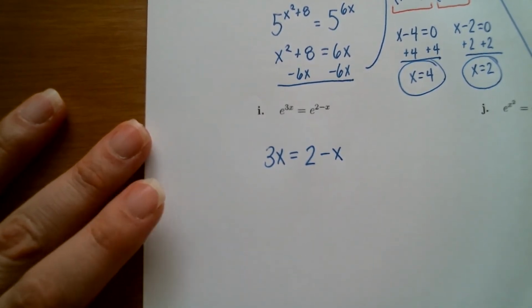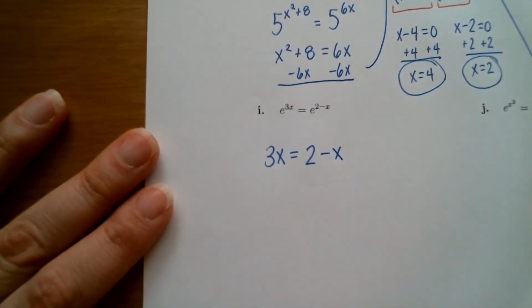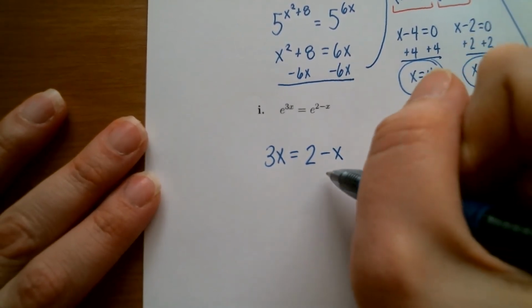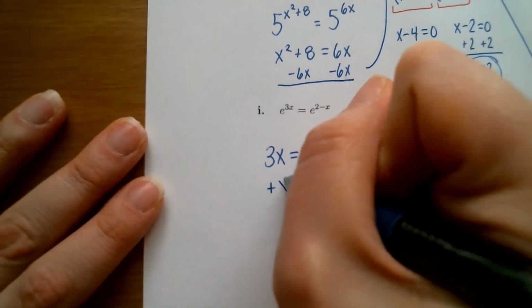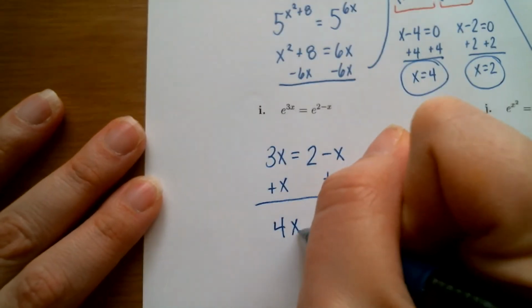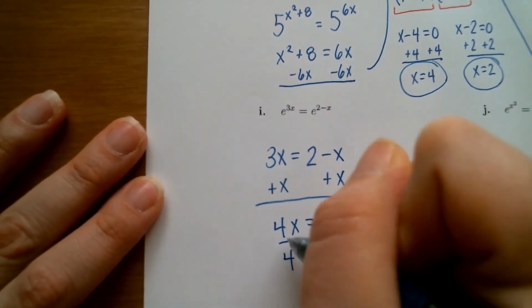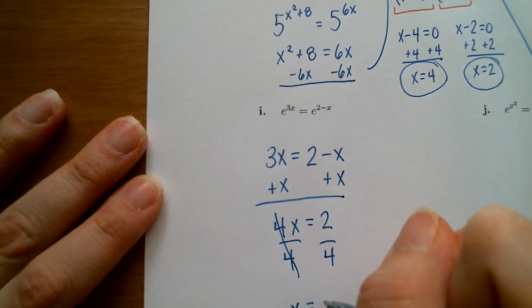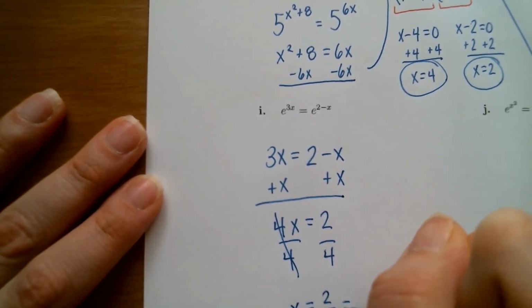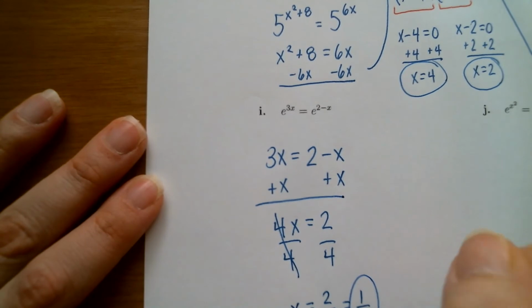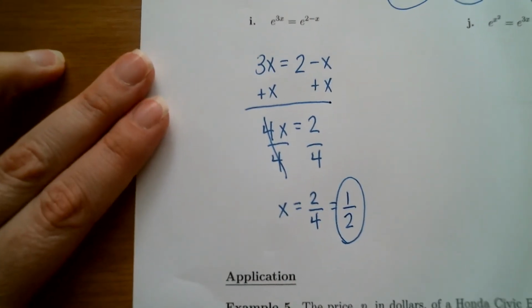Okay, this is a linear equation. All you have to do is isolate the x. So we're going to add x to both sides. We're going to get 4x is equal to 2. And then divide by 4. So your x value that works is 2/4, which is 1/2. Okay, that's it. That's all you had to do for that one.